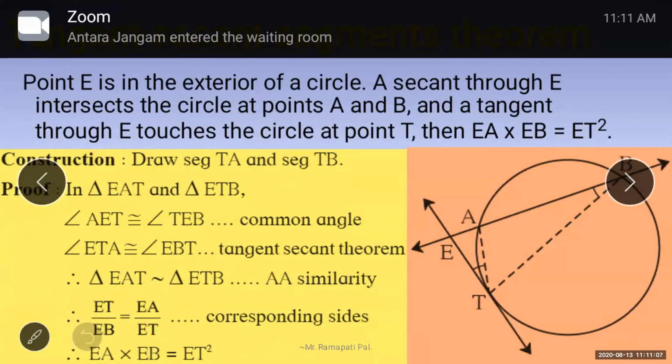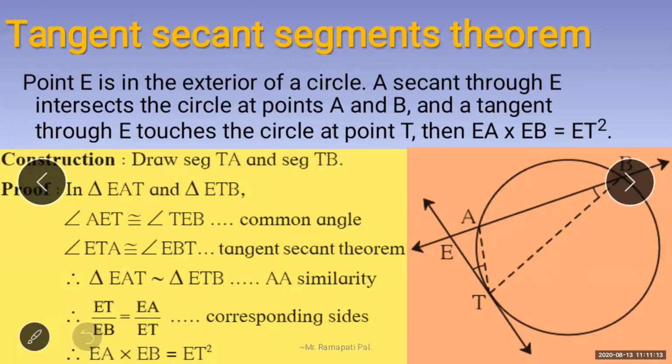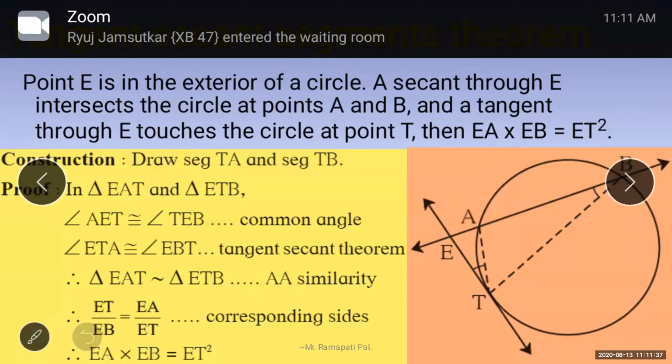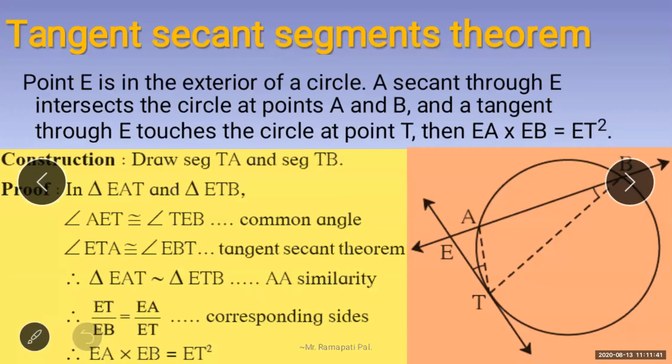Construction. We have to join TA and TB. Correct? You are seeing dotted lines, which means it is a construction. Okay. Now in that construction, we have to start the proof. In triangle EAT and triangle ETB, you are seeing two triangles. Note down these two triangles, triangle EAT and triangle ETB.